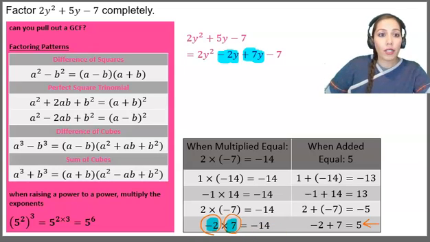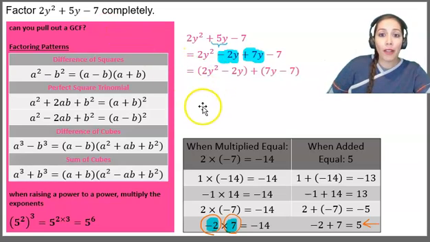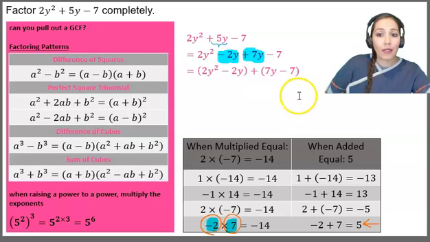So the only difference that we did was we took this 5y here and split it into negative 2y plus 7y. Negative 2y plus 7y does equal a positive 5y. So all we're going to do now is group them. I'm going to put parentheses around my first two. So I have 2y squared minus 2y in parentheses. Then I'm going to add and group the second two together, 7y minus 7.